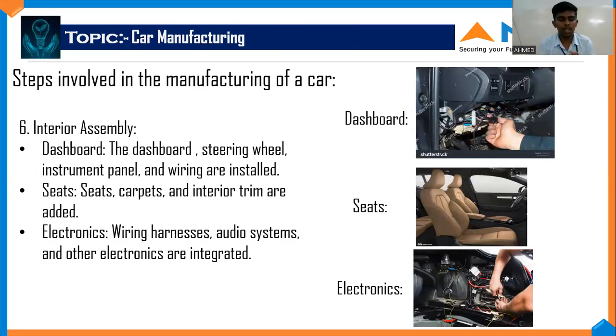handle the interior assembly where our dashboards, seats, carpets, trim, electronics, wiring, all the things will be included in this assembly. There, our dashboard, which will include steering wheel, cabling. If it is an electronic car, it will include a panel which will have CD drive, pen drives, etc.